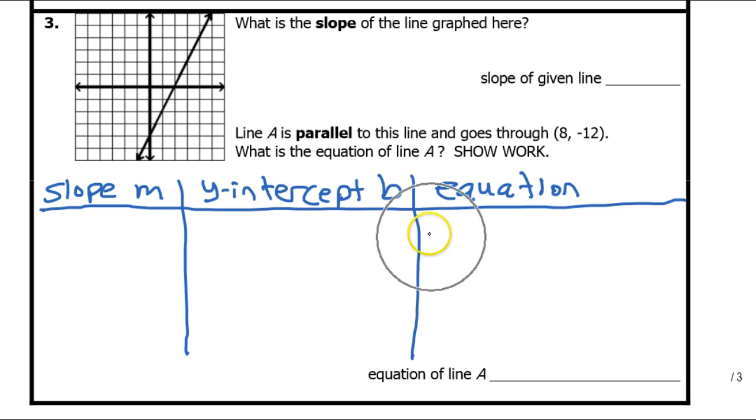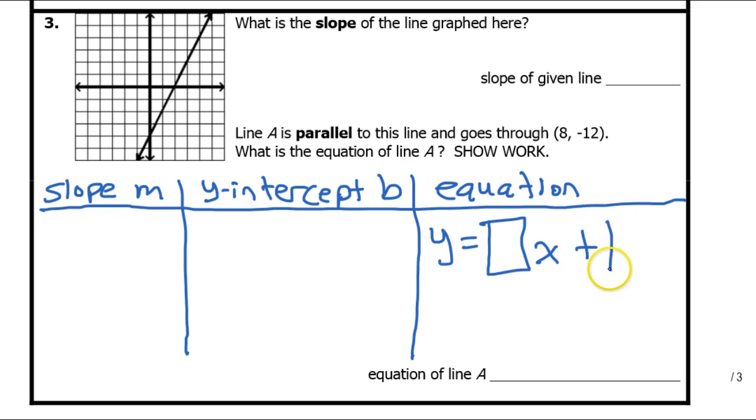of the line. And the equation always goes like this: y is equal to something x plus something. That's how the equation goes. But first I need to find the slope. Well, they gave me a line which is parallel to the line whose equation I'm trying to find. So let's start by finding the slope of this line.